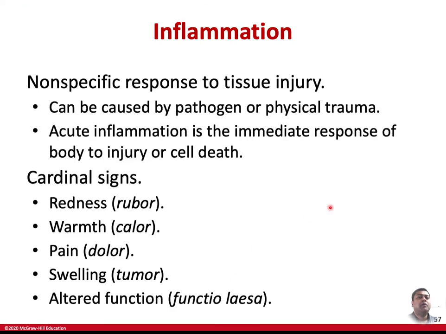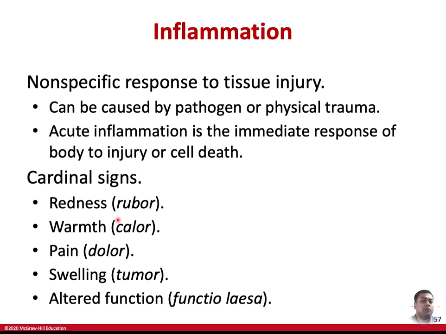So the next part, we are going to talk about inflammation. Inflammation is a non-specific response to tissue injury and can be caused by a pathogen or from physical trauma. Acute inflammation is the immediate response of the body to injury or cell death. And there are some cardinal signs and some definitions.